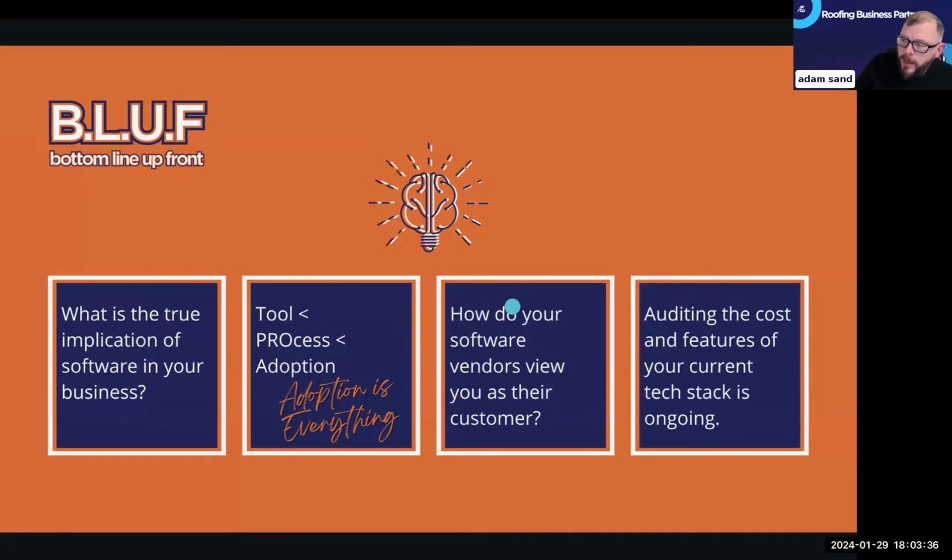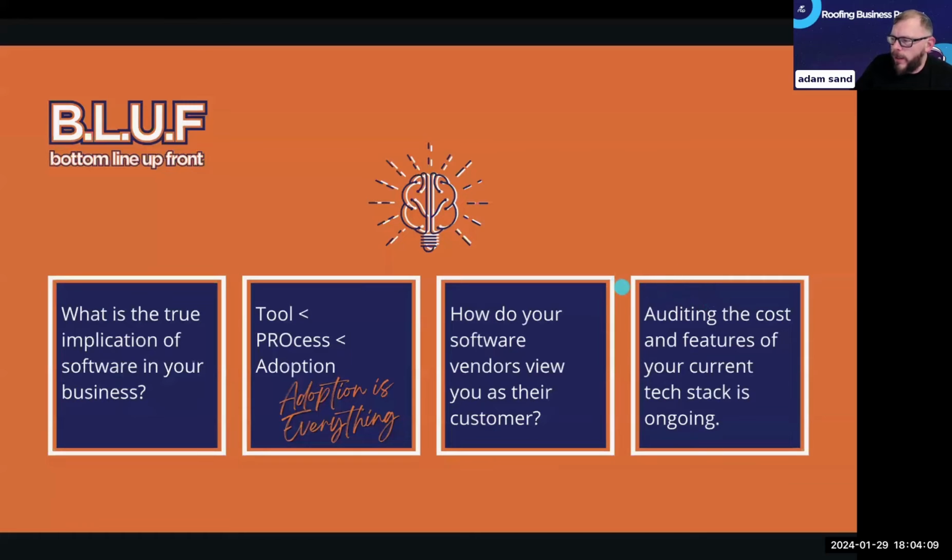Adoption is everything. Now, in order to make good decisions about software, it's important to think about how software vendors view you as their customer. Knowing who you are, what you represent, and what power you have as a customer is key to running a strong business when it comes to buying tech. This is a part of your business development relationships that you're going to be responsible for now and in the future. And so understanding how to compare vendors and how they view you as a customer is big.